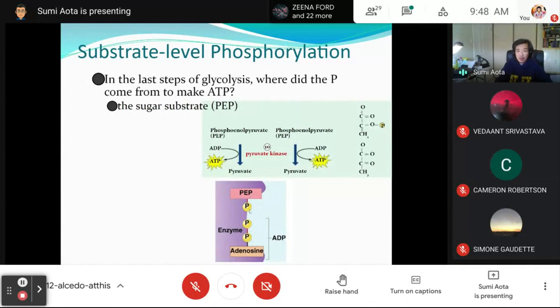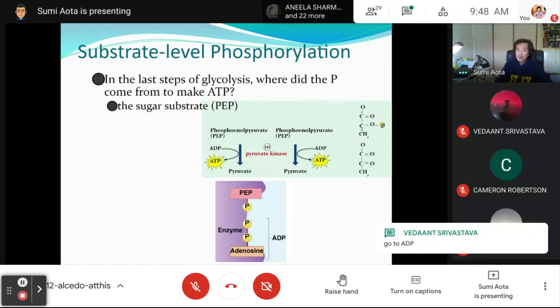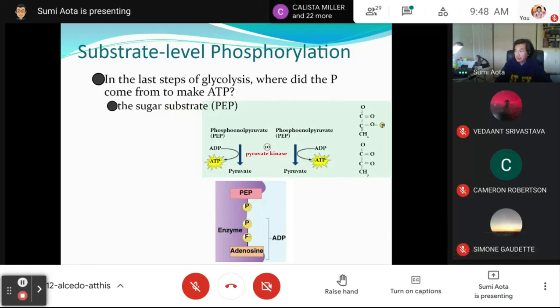Here's PEP with the phosphate, right? That's what this molecule represents. This purple blob is this enzyme, pyruvate kinase. And here's ADP sitting here. What's going to happen to that phosphate? What's this enzyme going to do to this phosphate? It's going to literally transfer it from here to here. Okay? So there's the PEP. There's the ADP.